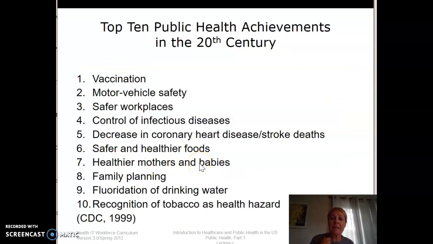The greatest health achievements in the 20th century were published at the end of 1999, because they look at the 100-year span to see what were the best things that happened. Number one was the use of vaccinations to prevent disease, significantly smallpox, measles, polio, etc. Motor vehicle safety with the use of seat belts, and airbags improved. Safer workplaces with OSHA. Control of infectious diseases. The decrease in coronary heart disease and deaths due to stroke. Safer foods. Healthier moms and babies. Family planning, water fluoridation. And the final recognition that tobacco was a health hazard.